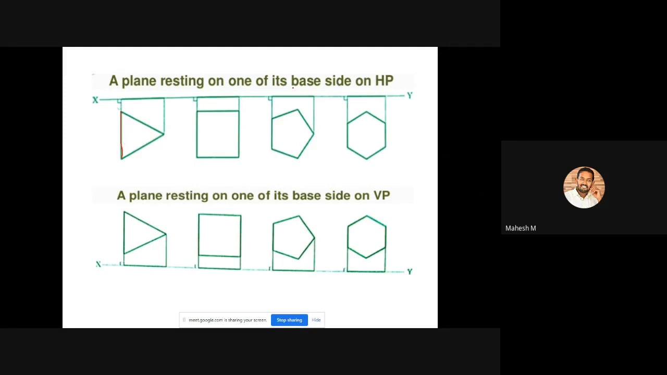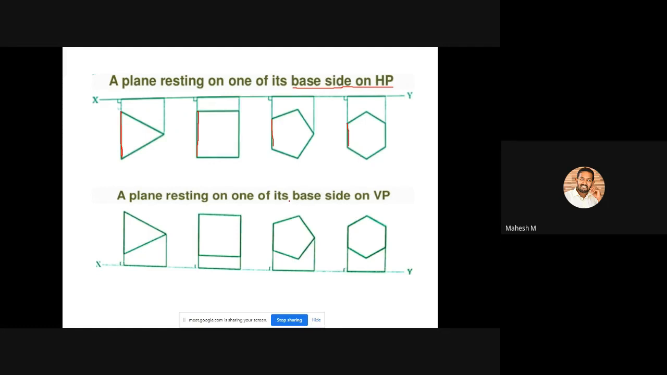If a problem like this says base side on HP, you have to draw the front view on the reference line, and the left side should be the edge. So on the left side, you will only see an edge. Here also it is an edge, here also it is an edge. Diagram on the left side.